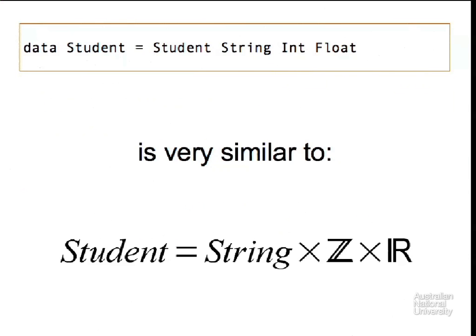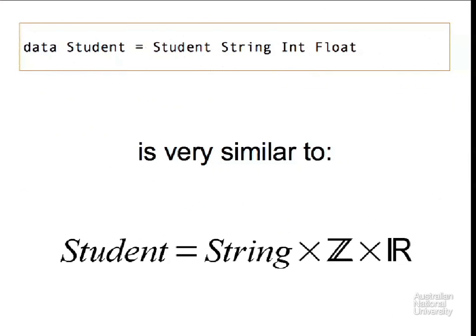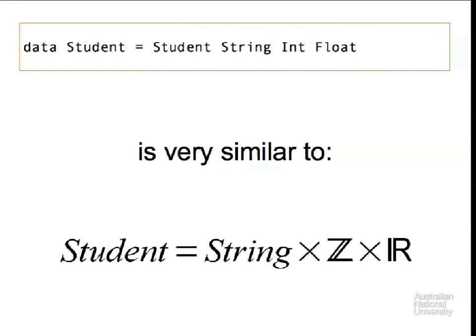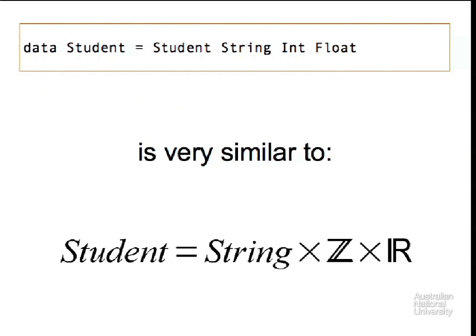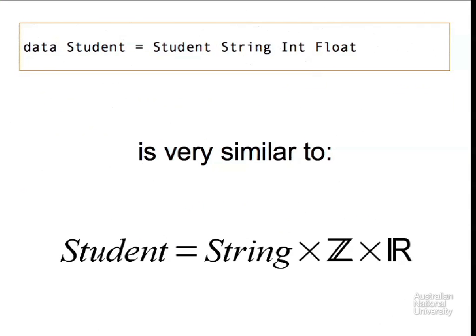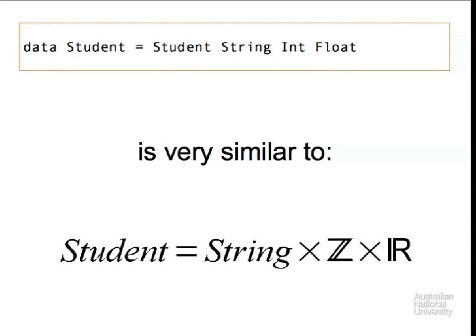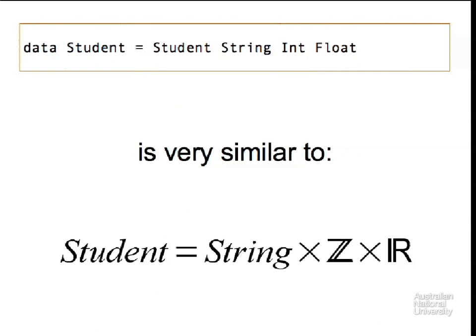If there are only 2 different integers and 3 different strings, and there's only 1 real number, then there's only going to be 6 different things that you can have as a student. Because the number of things in the Cartesian product of 2 sets is just going to be the product of the sizes of the 2 sets. Foreshadow, it's okay if you don't get it right now.